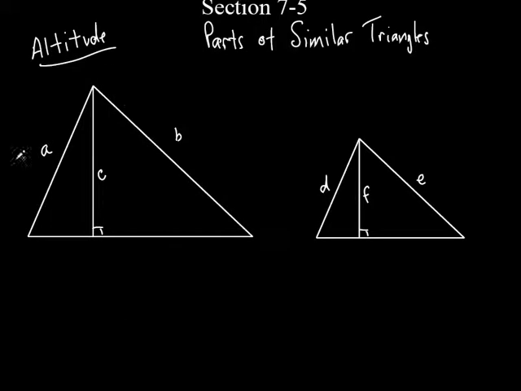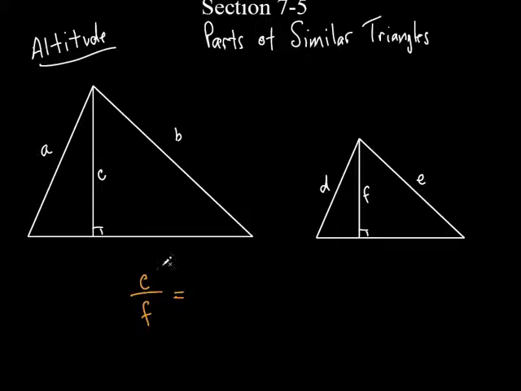So what's the altitude in this first triangle right here? It's C, isn't it? Let's do a different color. So I'm going to compare this altitude to this altitude. So what's the altitude over here? It's F. See what I'm doing? I'm making a ratio between the two altitudes. I'm going C to F. Now, what does it say? It says the corresponding altitudes are proportional to the lengths of the corresponding sides of this triangle.